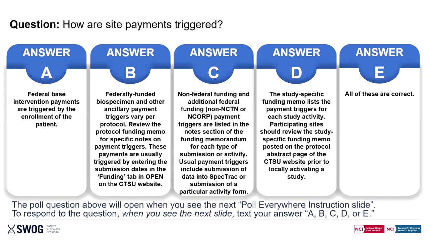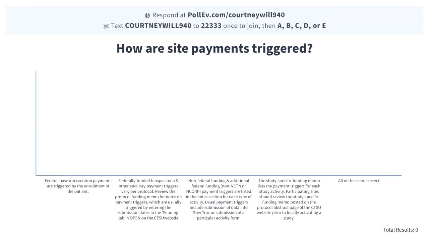Typically with multiple choice, the longest one is always the right one. But look, we're really going nutty because how do you decide between B, C, and D? C, non-federal funding and additional federal funding, non-NCTN or NCORP payment triggers are listed in the notes section of the funding memorandum for each type of submission or activity. Usual payment triggers include submission of data into SpecTrack or submission of a particular activity form. D, the study-specific funding memo lists the payment triggers for each study activity. Participating sites should review the study-specific funding memo posted on the protocol abstract page of the CTSU website prior to locally activating a study, or E, all of these are correct.